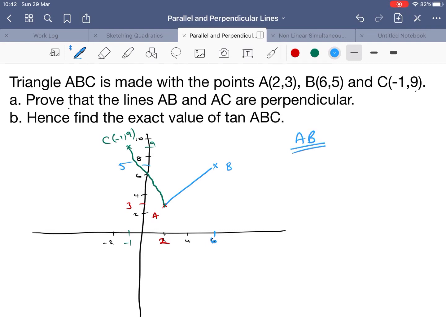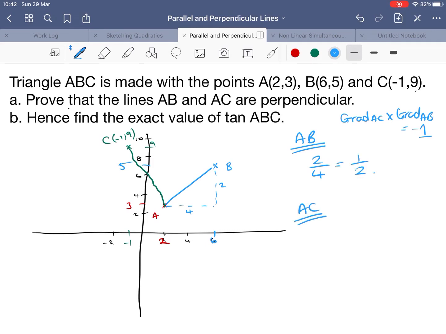So, if they are perpendicular, we know that the gradient of AC times the gradient of AB will equal minus 1. So we need to work out the gradients of these two lines. Okay, so the gradient of AB, well, it went from 3 to 5, so it went up 2. It went from 2 to 6 in the x, so it went across 4. So the gradient of AB is change in y over change in x, which is a half.